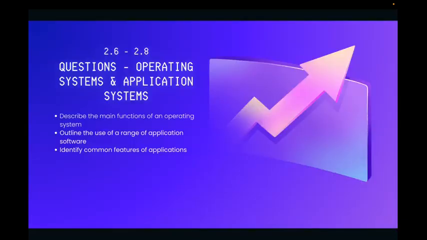Okay, operating systems and application systems, 2.6 to 2.8. So the main functions of an operating system: operating systems provide essential functions for managing devices connected to a computer. These functions include allocating memory, processing input and output requests, and managing storage devices. This device could be any kind of peripheral device, including a keyboard, a mouse, a printer, or any other devices that the user may have connected.